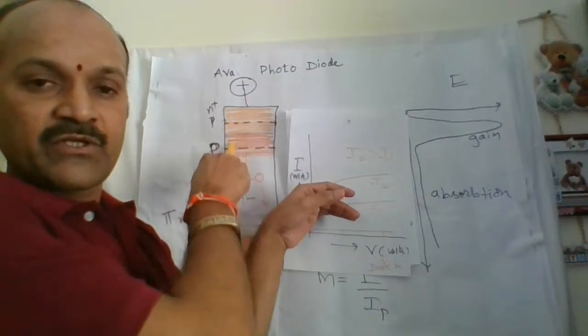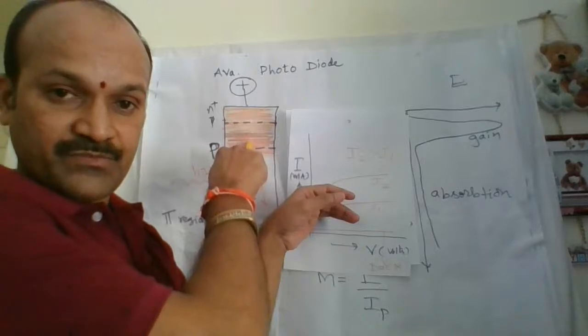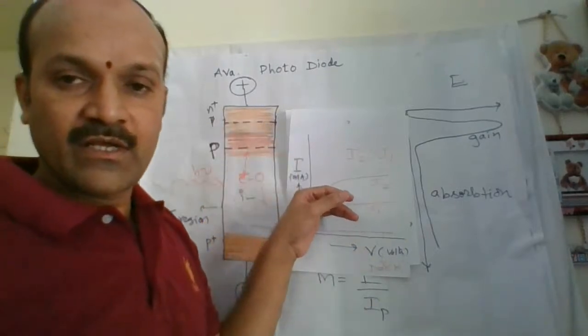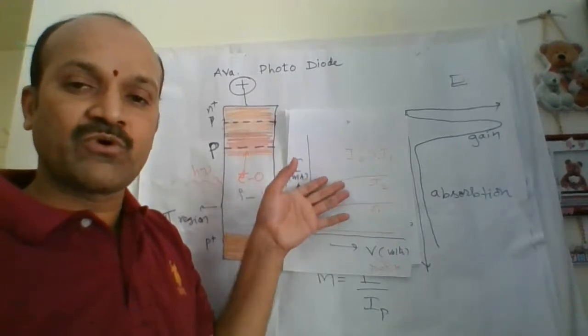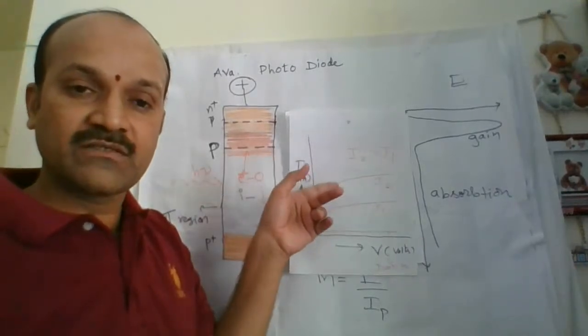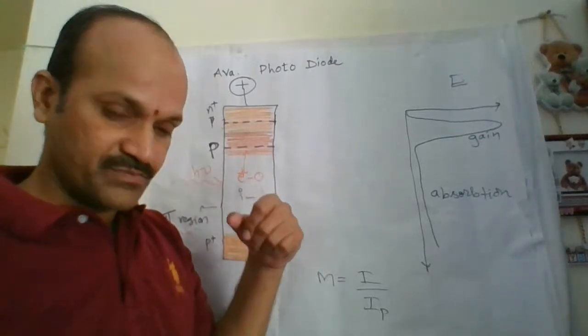In case of avalanche photodiode, depletion region is present in this region. The width is less. When width is less, obviously the minority charge carriers will be blocked easily. So there is no dark current in this case. Whereas in this case, dark current will be there.